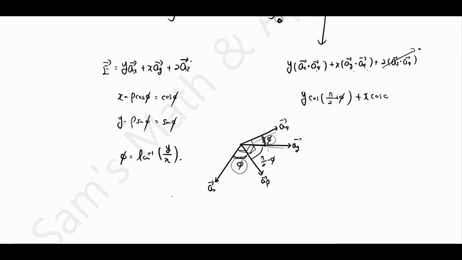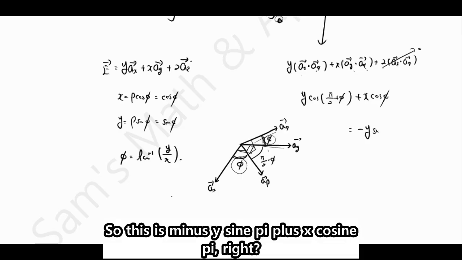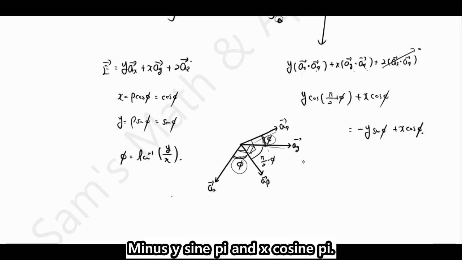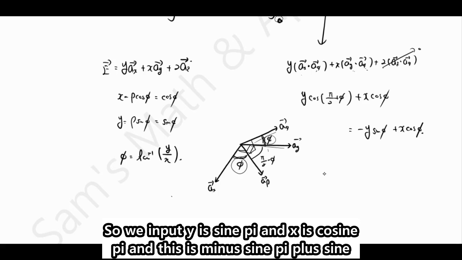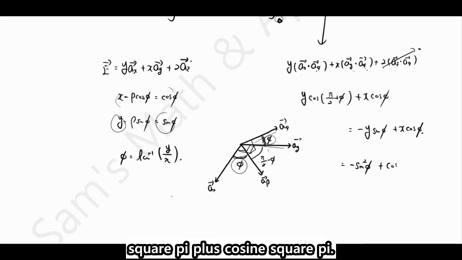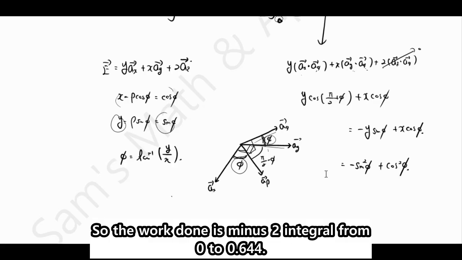And a_x dot a_phi is cosine phi. So this is minus y sine phi plus x cosine phi, right? Minus y sine phi and x cosine phi. So we input y is sine phi and x is cosine phi, and this is minus sine phi plus sine square phi plus cosine square phi. So the work done is minus 2 integral from 0 to 0.644.